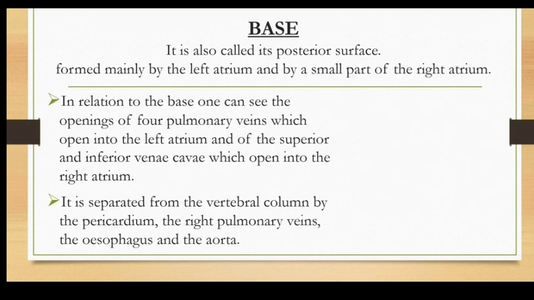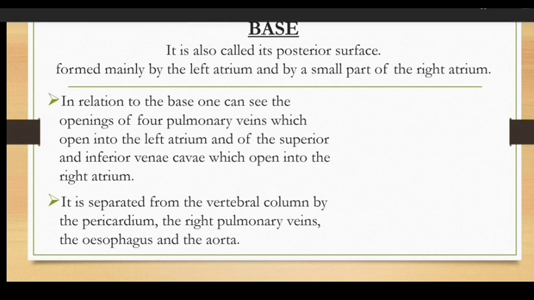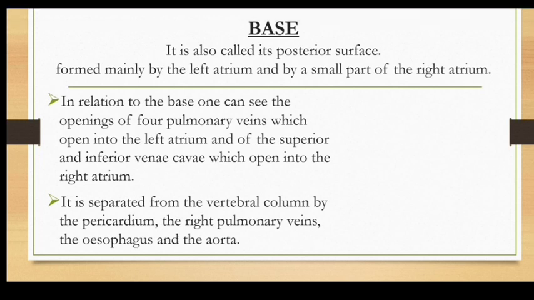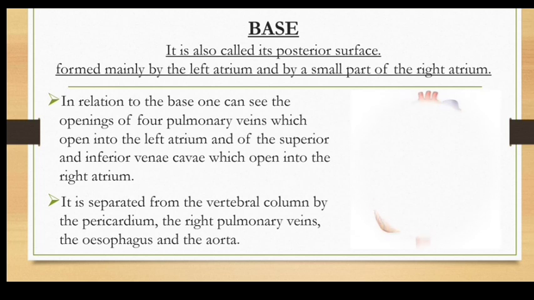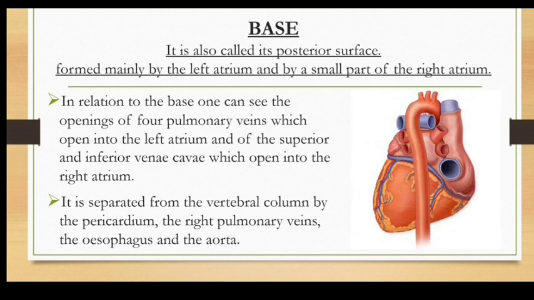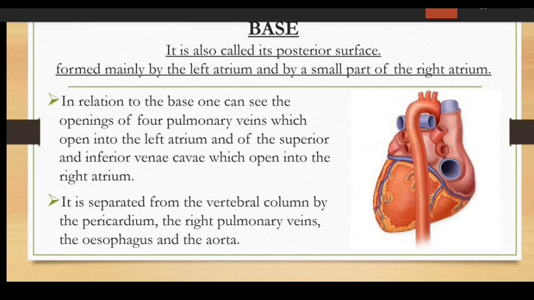Base. The base is also called the posterior surface, and it is formed mainly by the left atrium and by a small part of the right atrium, right? This is the posterior surface. This portion forms the base. So this is the left atrium, and this is the right atrium, right? So this is formed mainly by the left atrium.